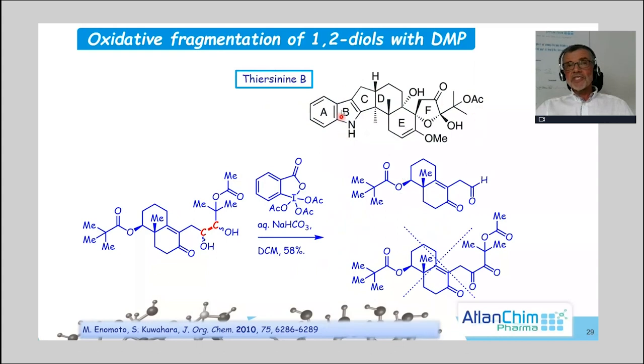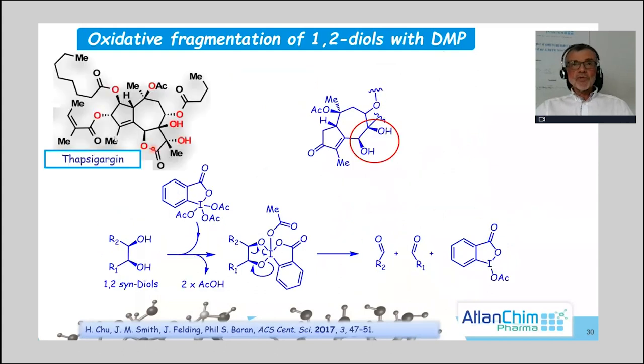During a total synthesis of this indole diterpene natural product here, all attempts to oxidize this diol intermediate with Dess-Martin's reagent to the corresponding 1,2-diketone failed. Only the simple C-C bond cleavage product, this one, has been isolated in 58% yield.